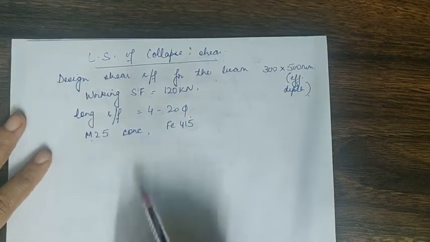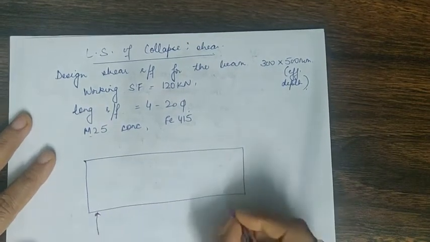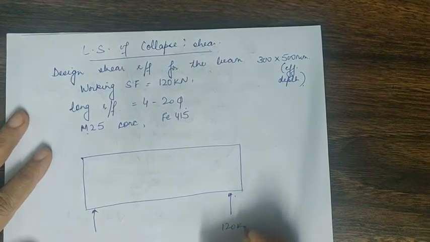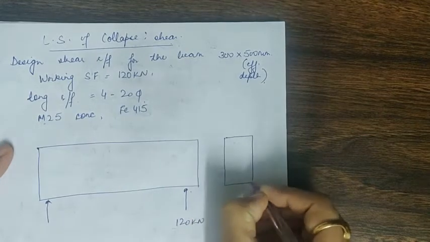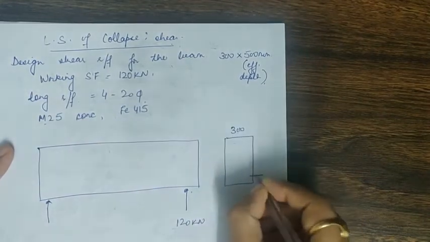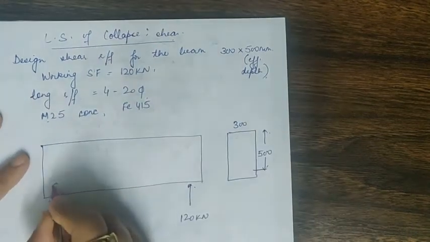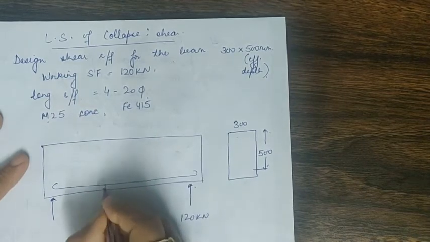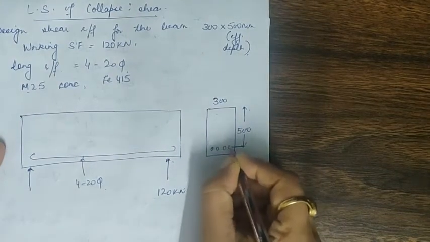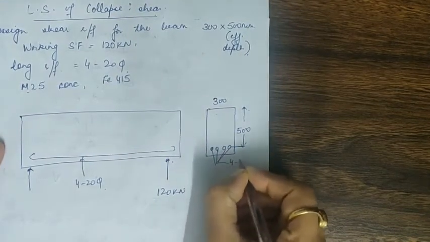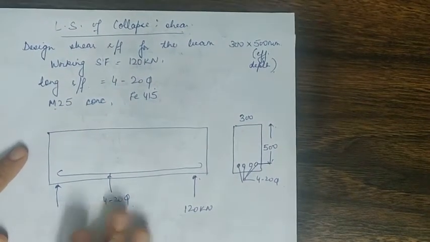So if I actually draw the system, you have a beam. This beam is subjected to a shear force of 120 kilonewton. The cross section of the beam is 300 by 500. This beam has longitudinal reinforcement in terms of 4 bars of 20 dia. That is, if I draw it in the cross section, it is 4 bars 20 dia. You are to design the shear reinforcement for this beam.